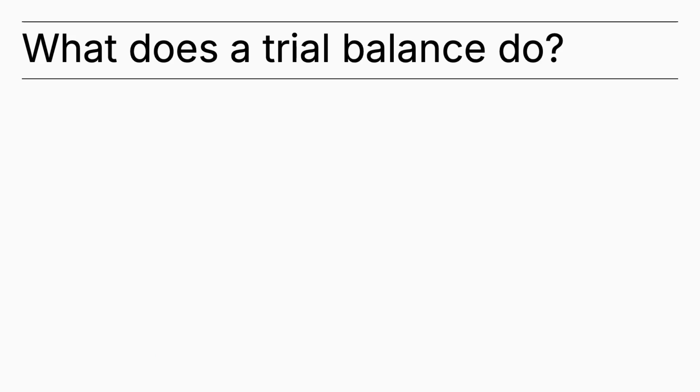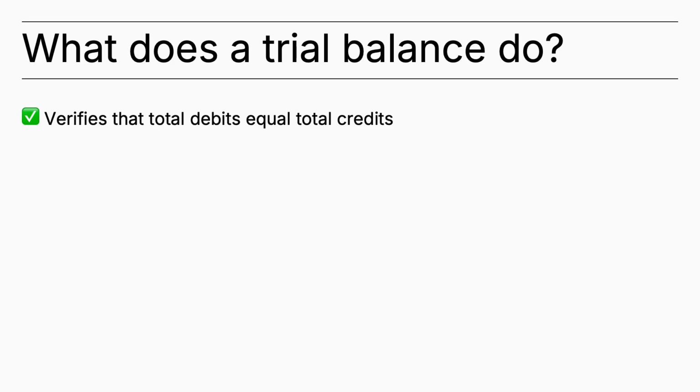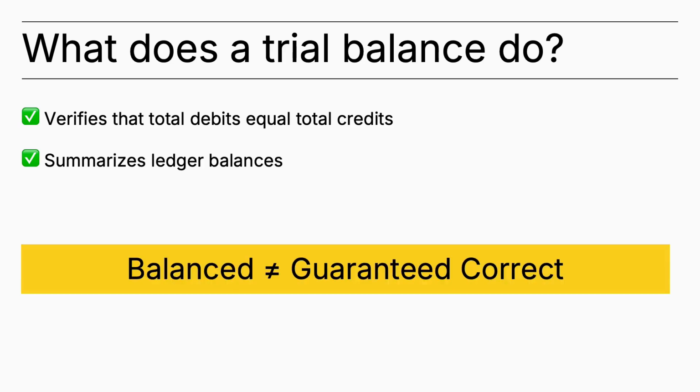So what does a trial balance do? The main purpose of the trial balance is to verify that total debits equal total credits. It also summarizes all ledger balances in one place, making it easier to proceed to the next steps in the accounting cycle. Now, if the debit and credit totals are equal, that's a good sign. However, it doesn't automatically guarantee that everything has been recorded perfectly. We'll discuss common accounting errors later in the series. For now, just remember this. A balanced trial balance is necessary, but it doesn't guarantee that every account is correct.